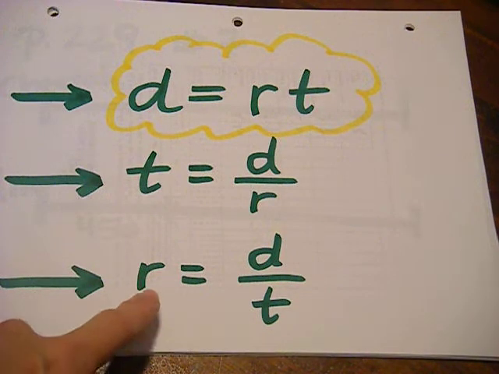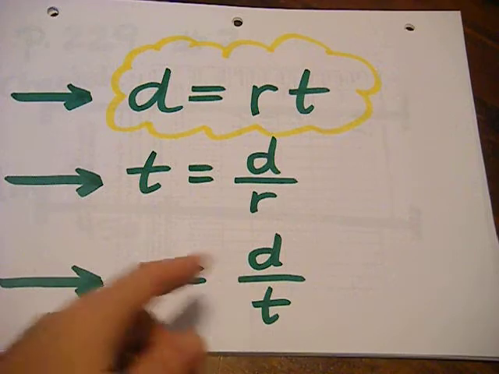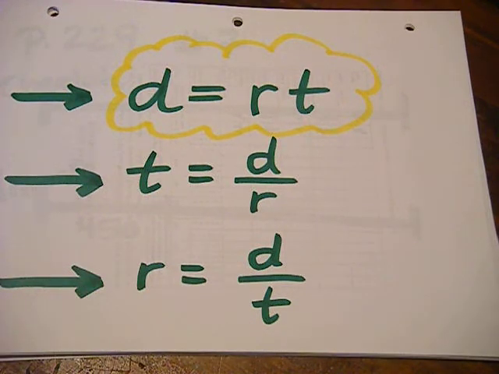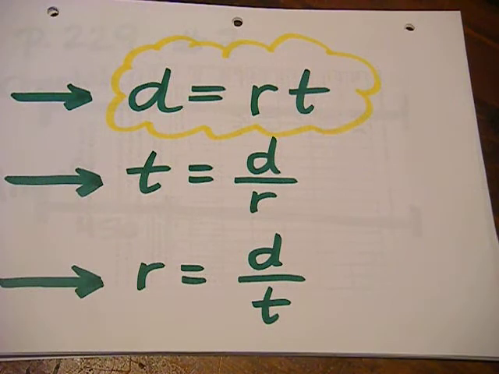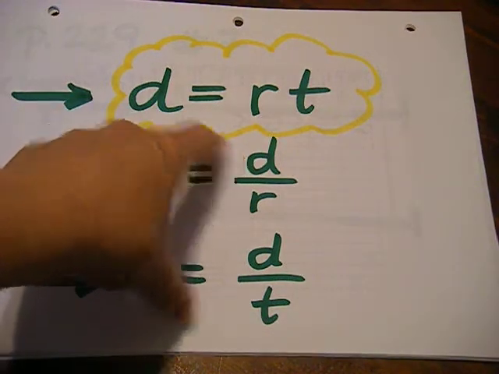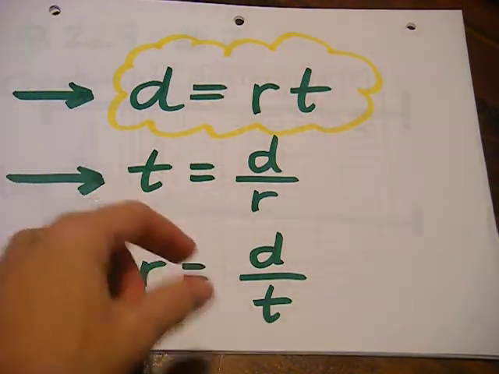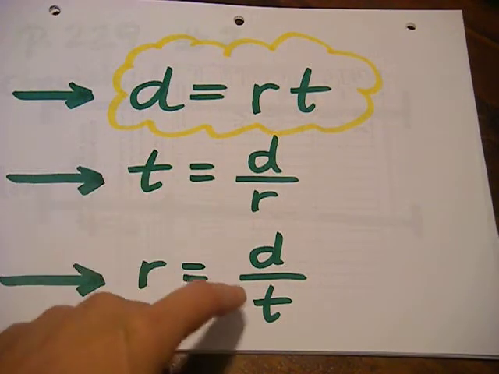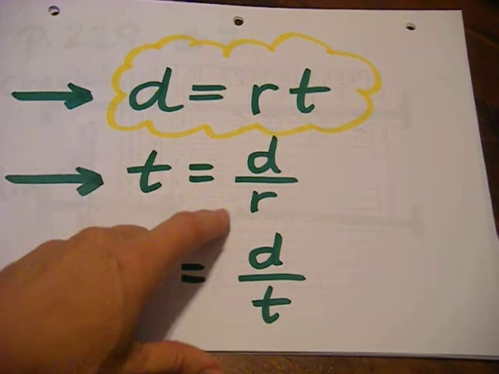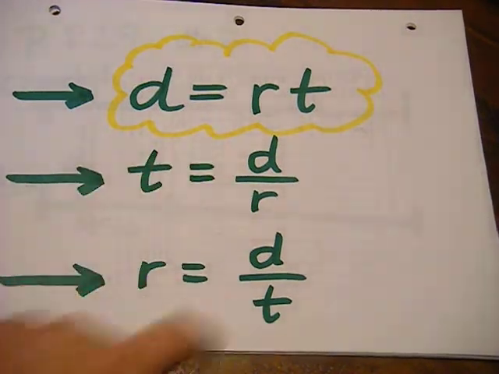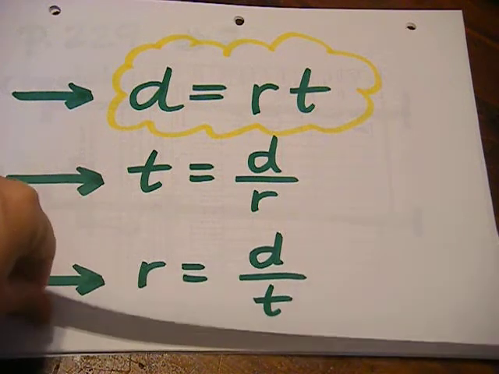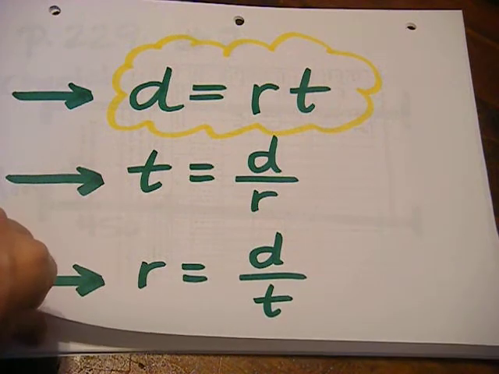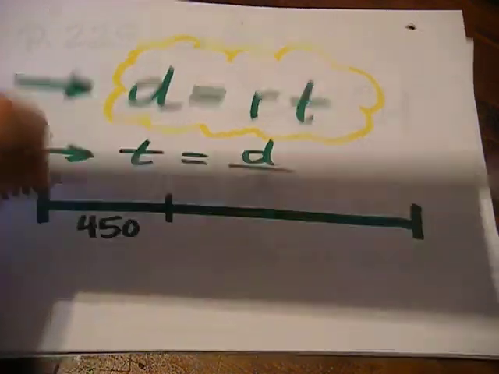And with the same reasoning, we can get r by itself by dividing both sides by t, so we get d divided by t. The easy way to remember it is, if you're looking for distance, you're always multiplying r times t. If you know the distance, then you're always dividing the distance by whichever one you already know. So if you know time, you're going to divide by r. If you know the r, you're going to divide by it to find t, and if you know t, you'll divide by that. So that's the easiest way to remember. To find distance, multiply. If you know the distance, divide the distance by whatever else you know.